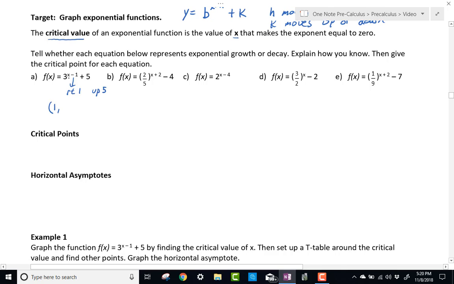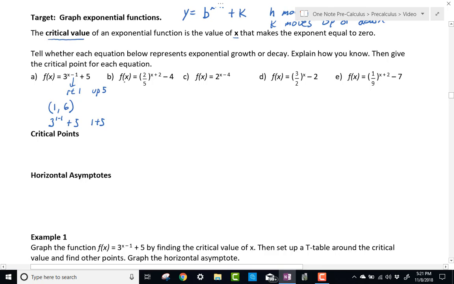Okay? Now, if I plug in 1, look at what happens. I get 3 to the 1 minus 1 plus 5. Well, 3 to the 1 minus 1, that's 3 to the 0. And 3 to the 0 is 1. And 1 plus 5 is equal to 6. So my critical value is (1, 6). And then my graph would be either going up or down from that point.